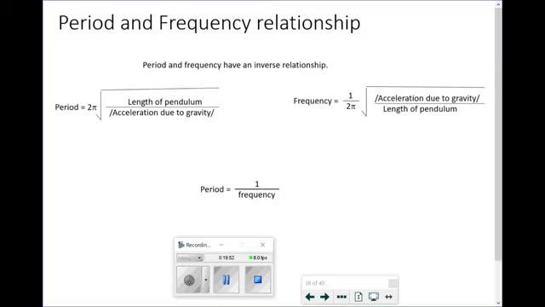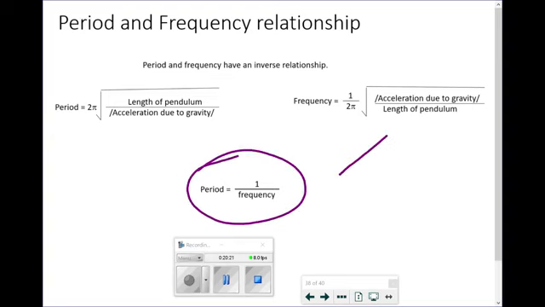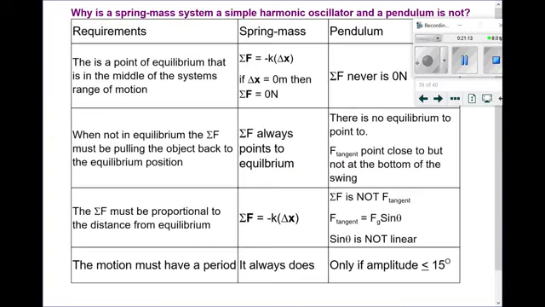And since period and frequency are inverses of one another, we also have an equation for the frequency, which is simply the inverse of 2 pi, or 1 over 2 pi, times the square root then of the magnitude of the acceleration of gravity divided by the length of the pendulum. Again, you will not be given both of these equations. You get one, and since you are to know that they are inverses of one another, you can simply just take the inverse.